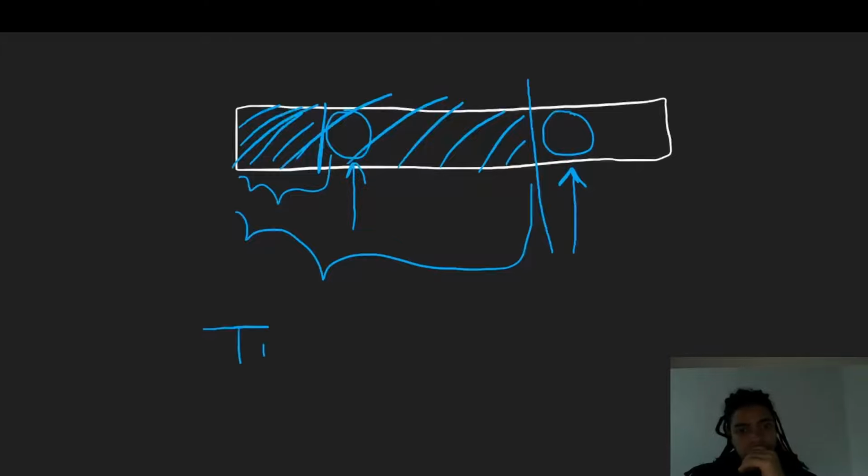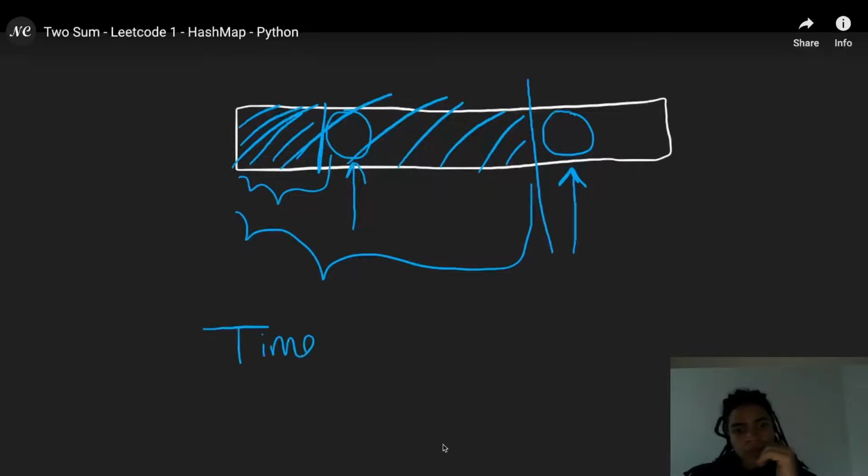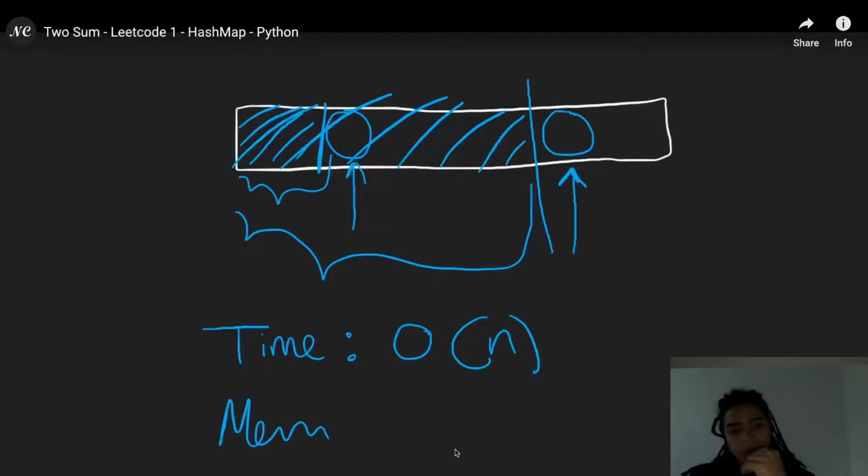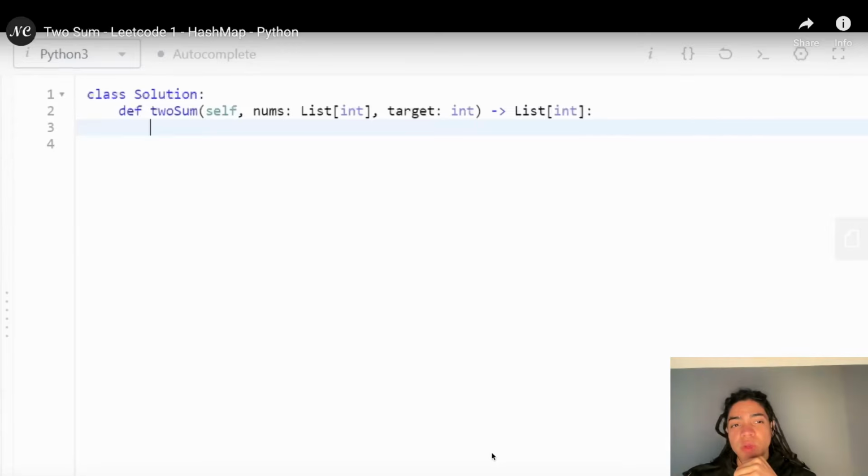Now, since we only have to iterate through the array once, and we're adding each value to our hash map, which is a constant time operation, and we're checking if a value exists in our hash map, which is also a constant time operation, the time complexity is going to be big O of n. We are using extra memory, right? That hash map isn't free, so the memory complexity is also going to be O of n, because we could potentially add every value to the hash map. So now let's code the solution.